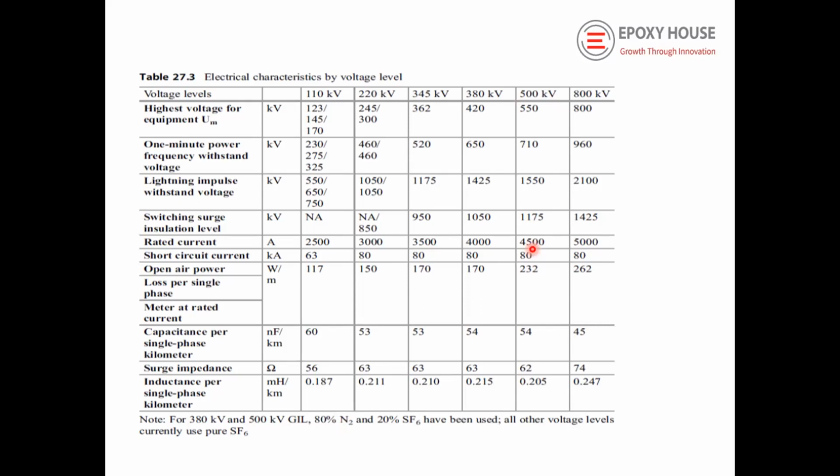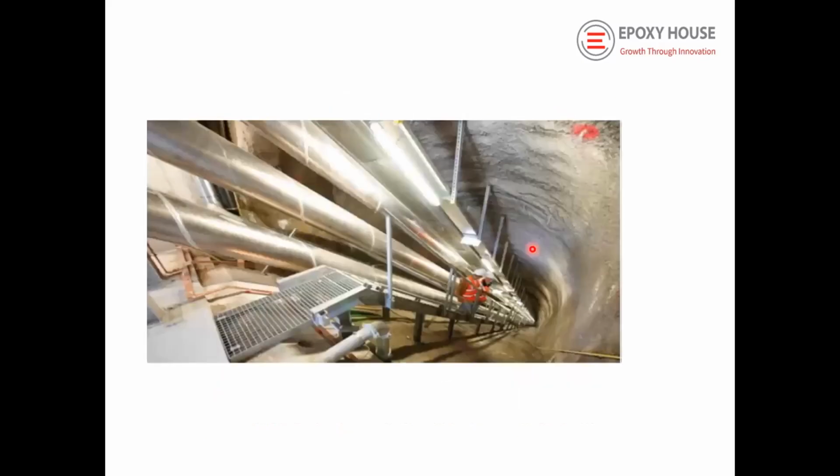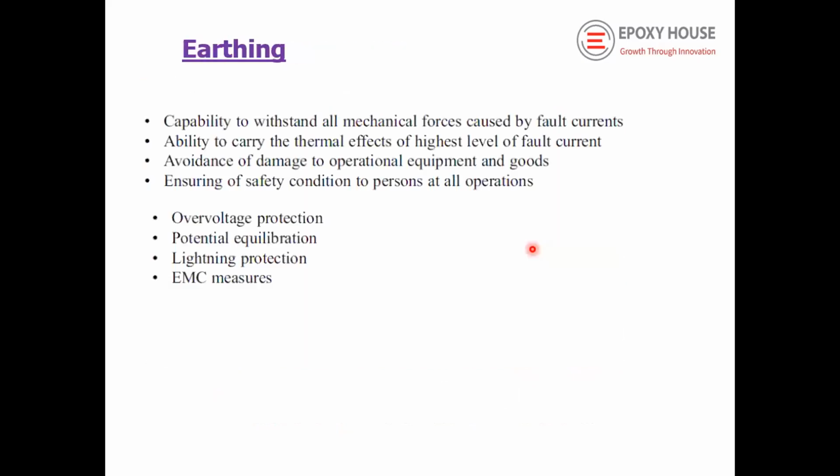So 20% SF6 gas is used by mixed gas technology. So these are the seamless, continuously welded gas insulated transmission lines in the tunnel. So the secondary system has its own measurement, protection, and other units.